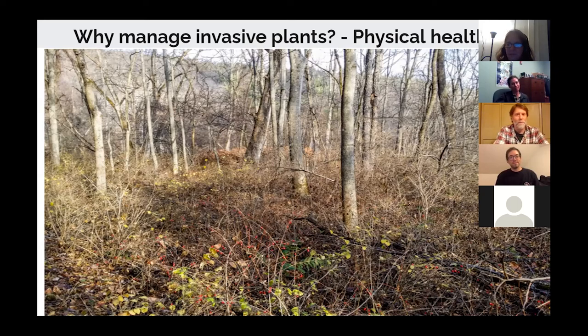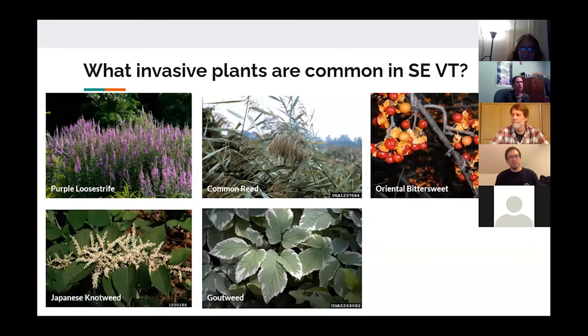And I guess with that, I'll turn it back over to Rachel, I believe. Yeah, I'm going to briefly introduce some common invasive plants in southeast Vermont. And of course, these can also be found throughout the state. And a lot of these we've already introduced. Purple loosestrife and common reed prefer moist soils. So you'll find these in wetland habitats, and they'll invade wet, moist fields, like agricultural fields, as well as you'll see them along roadsides, as well as riparian areas.